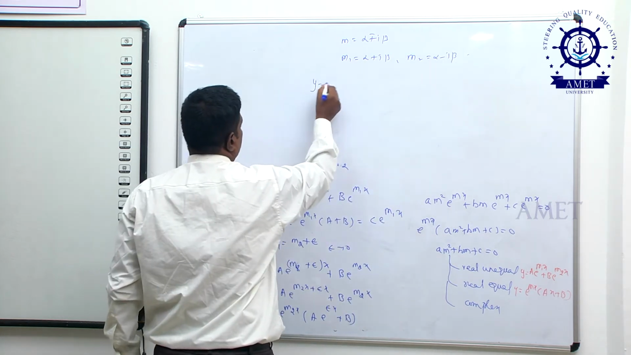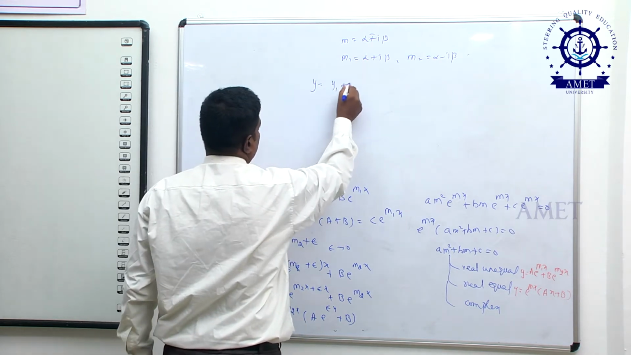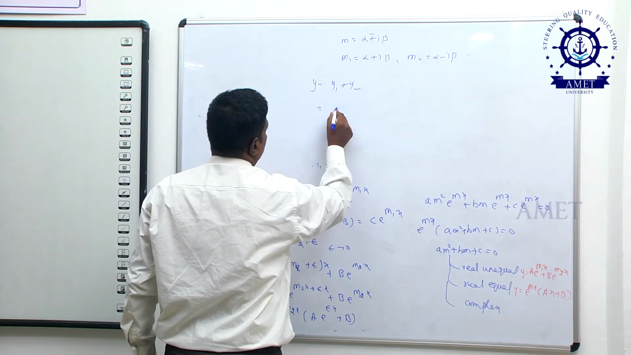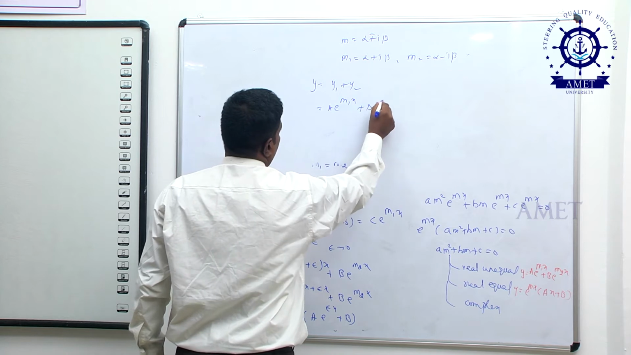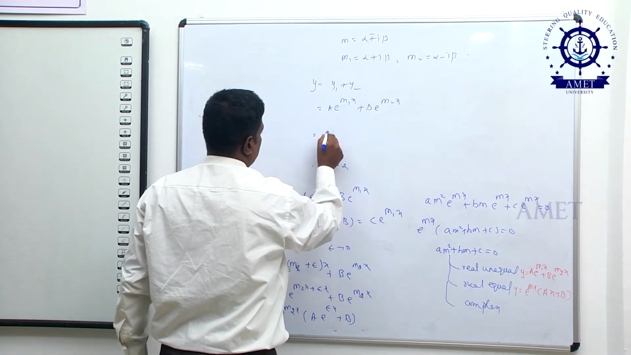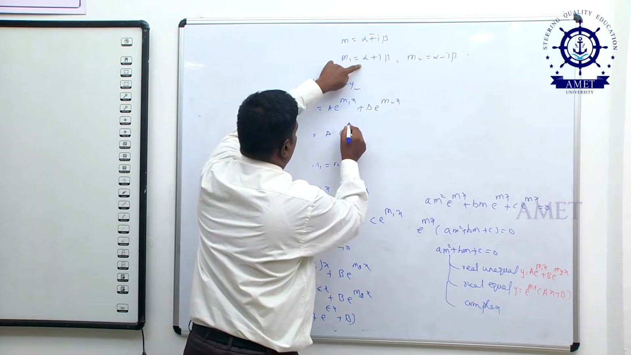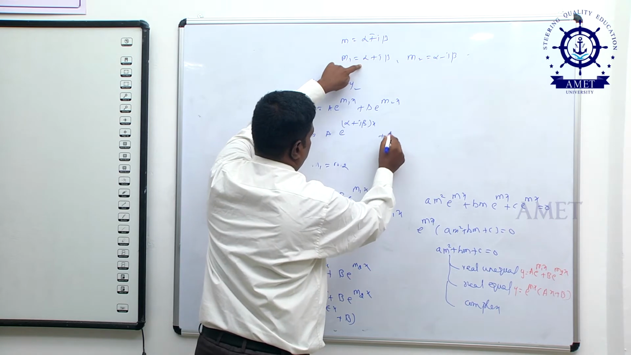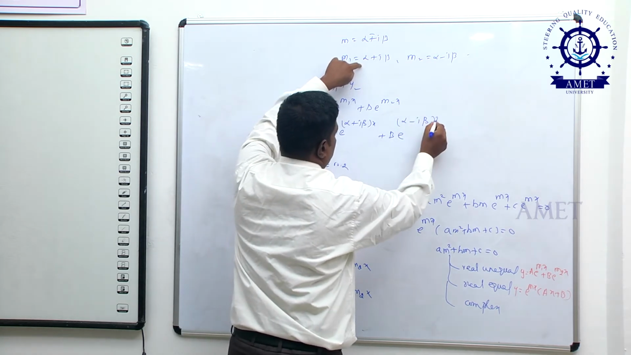Now y is equal to, substituting in y1 plus y2, a e power m1x plus b e power m2x. What is m1? a e power (alpha plus i beta) into x plus b e power (alpha minus i beta) into x.